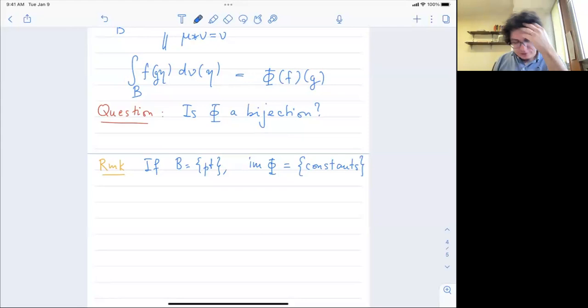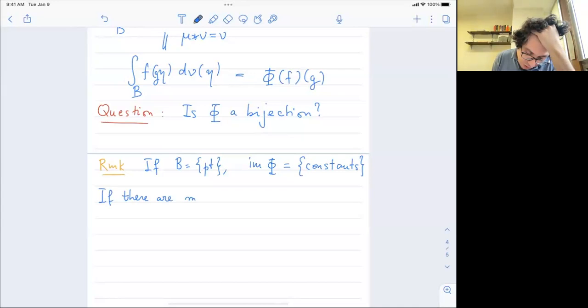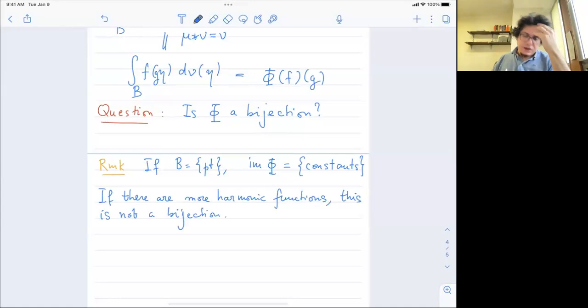And of course, this may not be the only thing if there are more harmonic functions. But basically, the definition of Poisson boundary that we will see soon is built so that precisely this transform phi is an isomorphism. Is there a question so far?